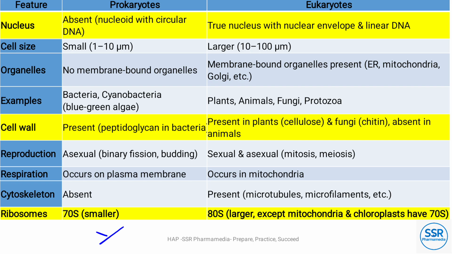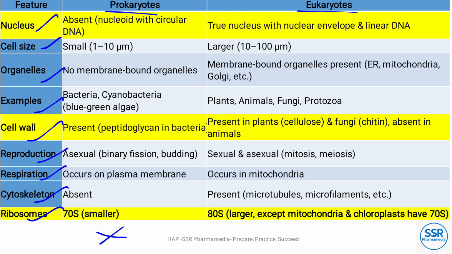So this tabular column is very important. There are differences between prokaryotes and eukaryotes. These are all the features of the cells: nucleus, cell size, organelles, examples, cell wall, reproduction, respiration, cytoskeleton, ribosomes. These are the features of both types of cells, so we will see them one by one.